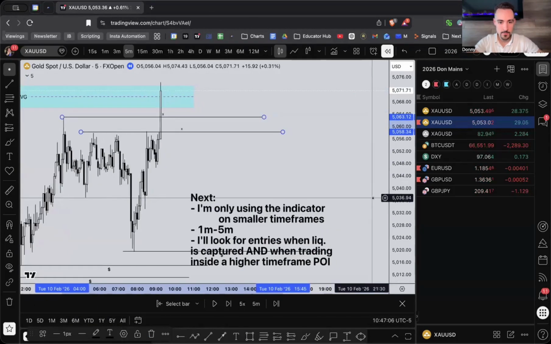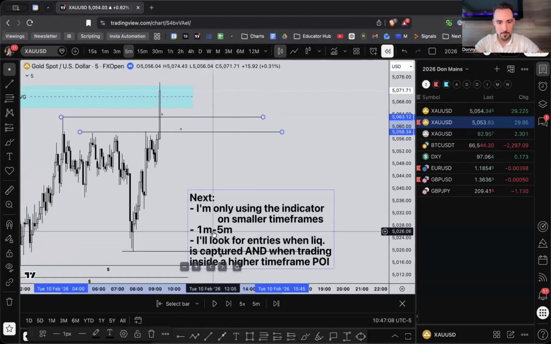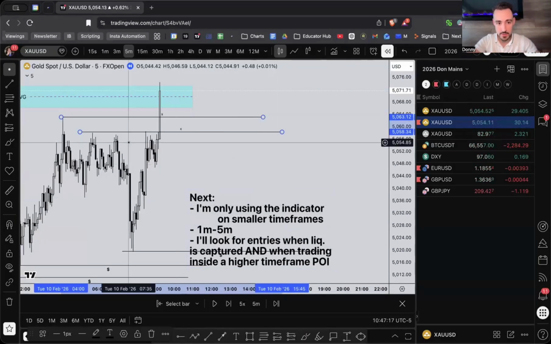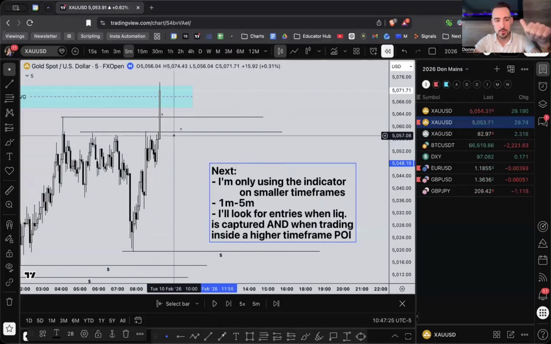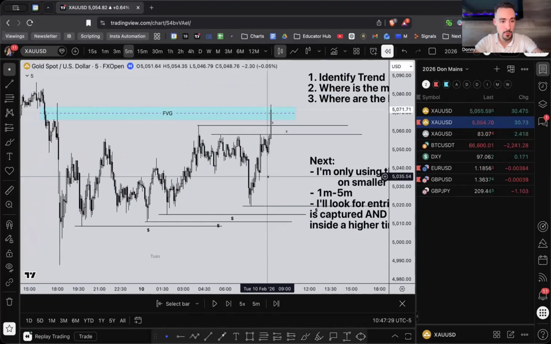Okay. Remember, I'm only using the indicator on smaller time frames, 1 minute, 3 minute, 5-minute, when I've seen a liquidity capture and or, because sometimes they don't happen together, in this case, it's happening at the same time. And or we're seeing price trade into a point of interest. Either liquidity capture or point of interest is being traded into. In this case, we have both.